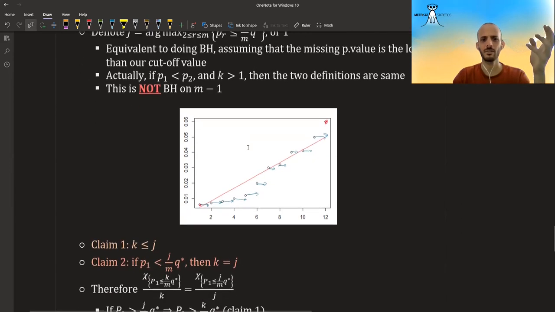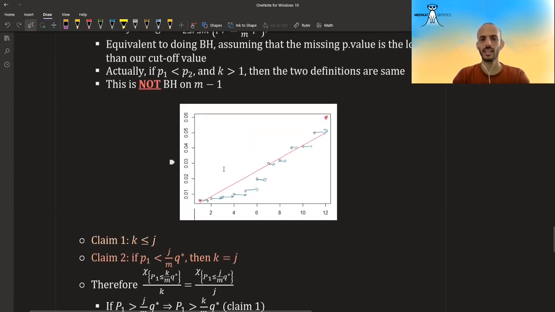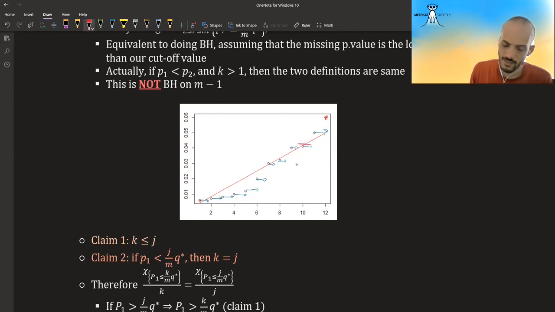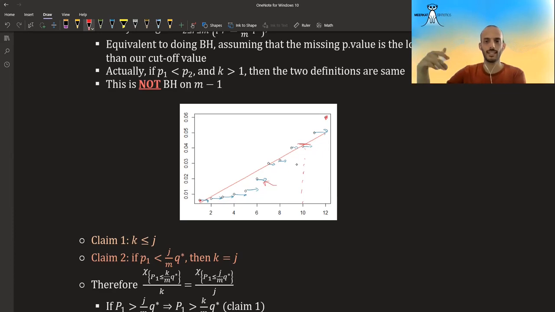K. Okay, and so these are the two claims I want to make about J. First, that K will always be less or equal to J. Remember, K is what we got with the original Benjamini-Hochberg, and K gives us basically some cutoff value. So if we take one point and take it off and look at J, then if that point was somewhere over here, before the cutoff value, then it doesn't matter, because we will shift all the points before it, but after that we don't shift any point and the cutoff value stays the same.